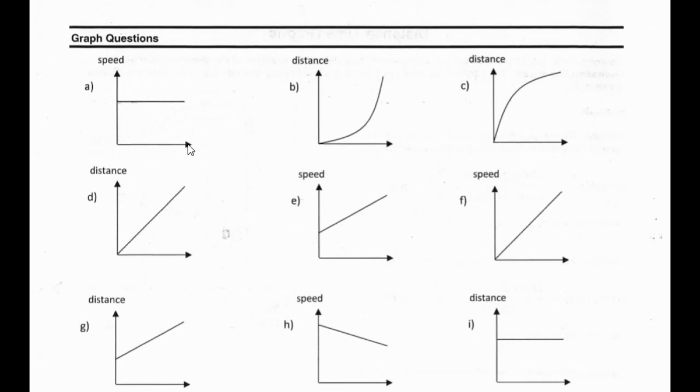So what we're assuming on all of these graphs is that time is on the x-axis, time is going this way, that's why they're not labelled, because they're all just the same thing, time. However, the y-axis can be either speed or distance, so it's important to know which one you're dealing with when you're looking at motion graphs. So make sure you know, is it speed or is it distance?